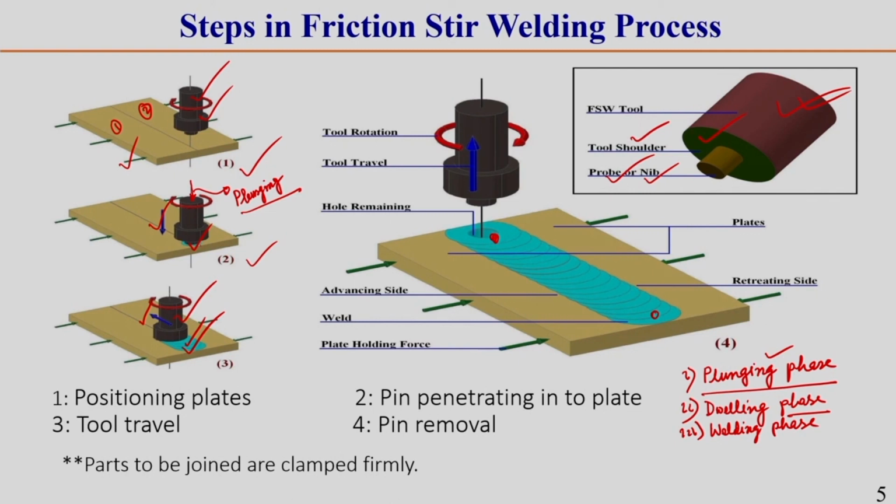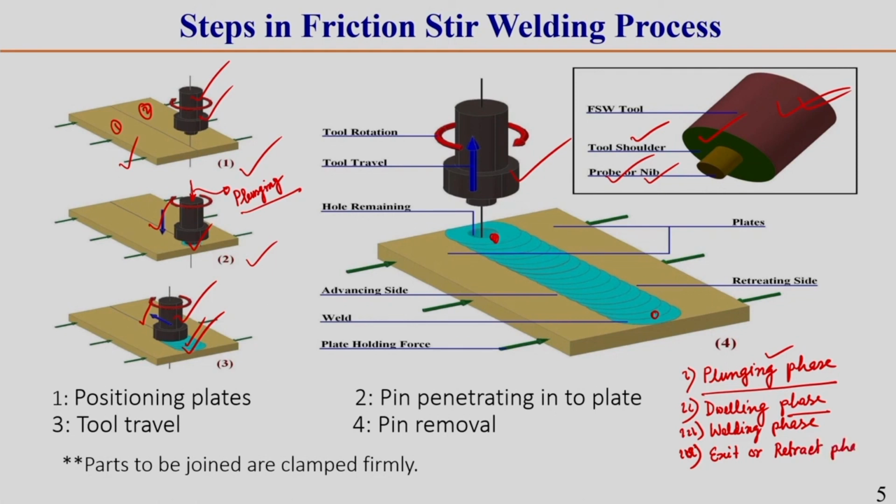Now, once the weld length traversing is completed by this FSW tool, at the end we have to remove this tool from this workpiece, correct? We have to remove this tool from this workpiece. So, that is called the exit or retract phase.